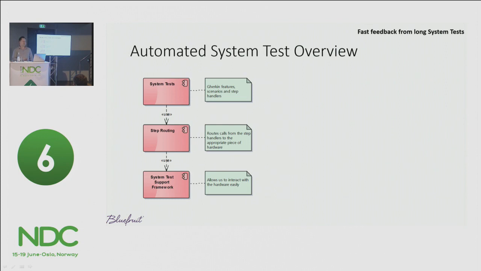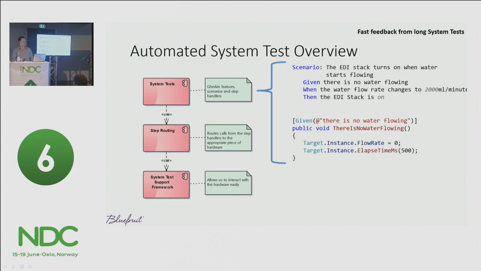So in order to speed up this feedback loop, we wanted to modify our automated system testing. Our automated system testing was implemented using SpecFlow in C#. Up at the top, we have our Gherkin scenarios. These specify how the system should behave. They're written in English so that we can easily discuss them with our clients.